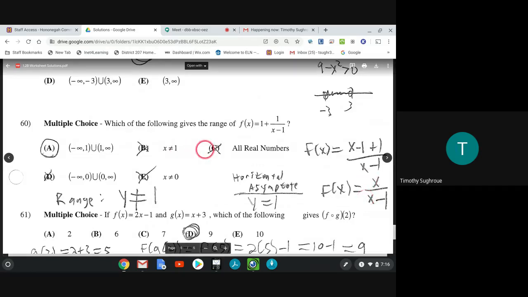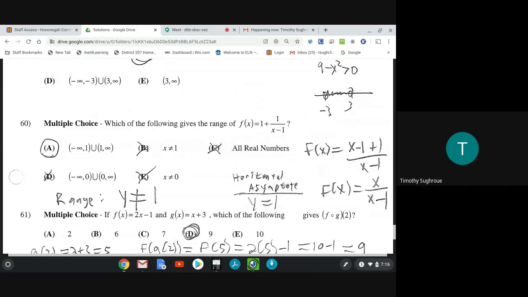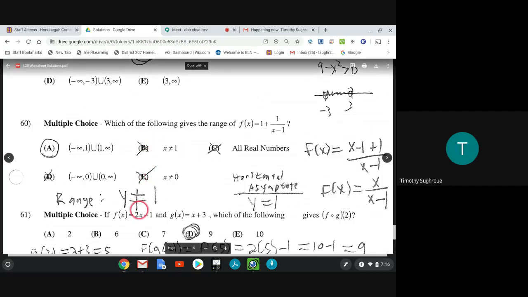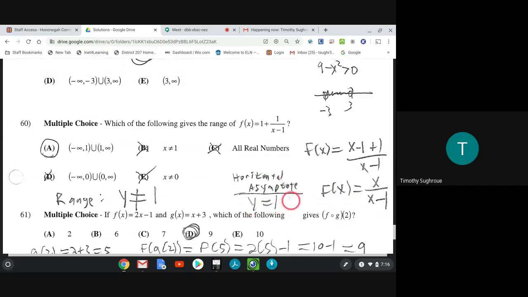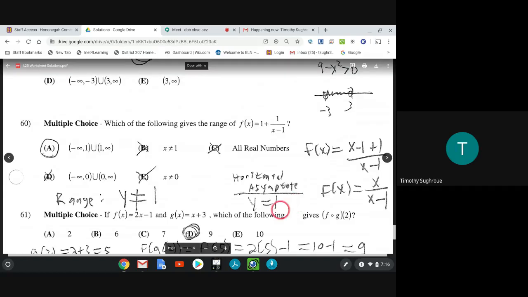So the range is not going to be all real numbers. That's why that's canceled. Okay? Range defines the y values, not the x. They're trying to get you to fall for the domain here. So I cancel those two out. It's going to be this. Well, what I know is that this function is not going to equal that horizontal asymptote. It's 1 that has to be eliminated from the range.